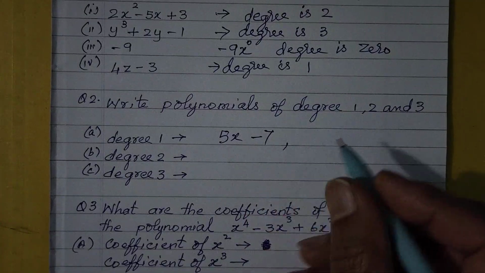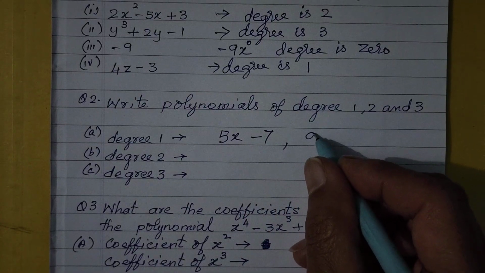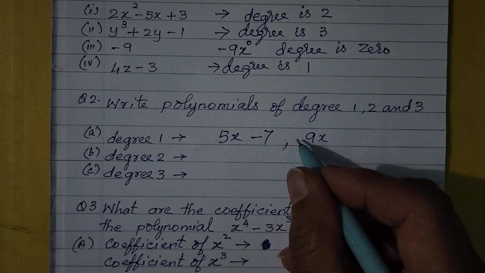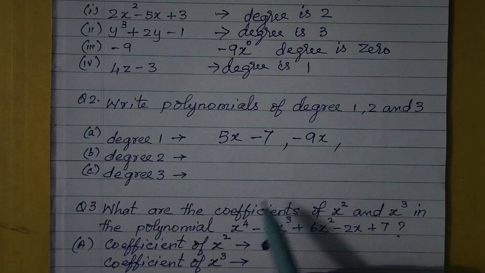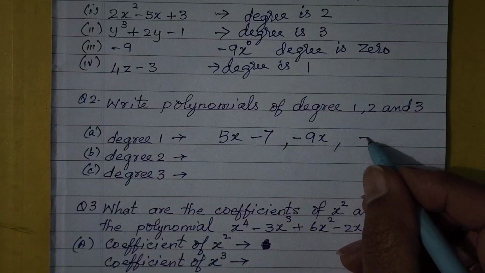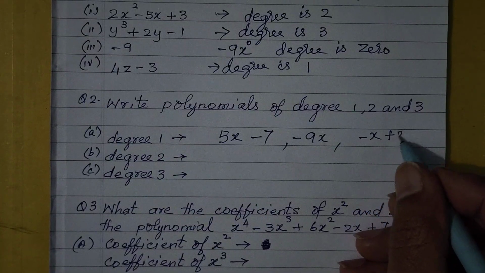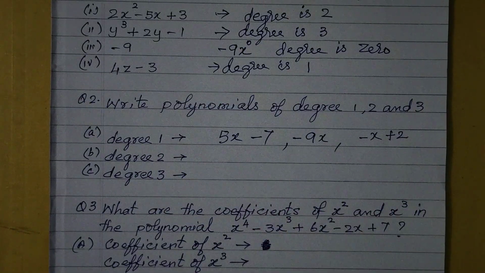We can write one more. We can write 9x minus 9x also we can write. The power is 1. So minus x plus 2 also we can write. I have written 3 polynomials of degree 1.